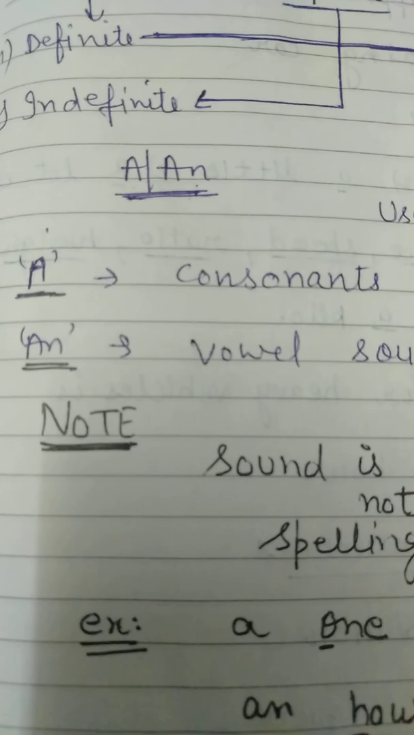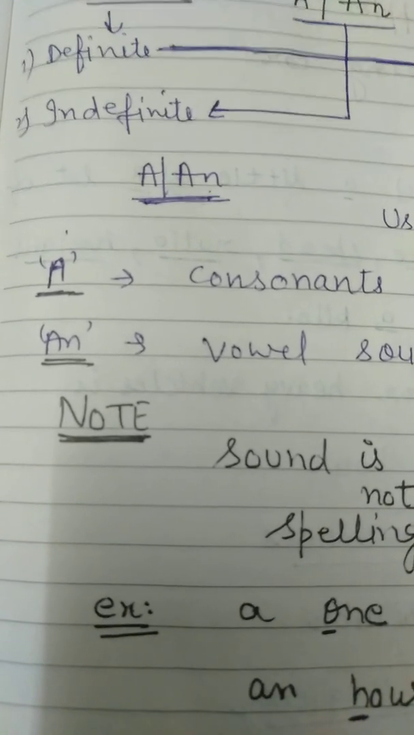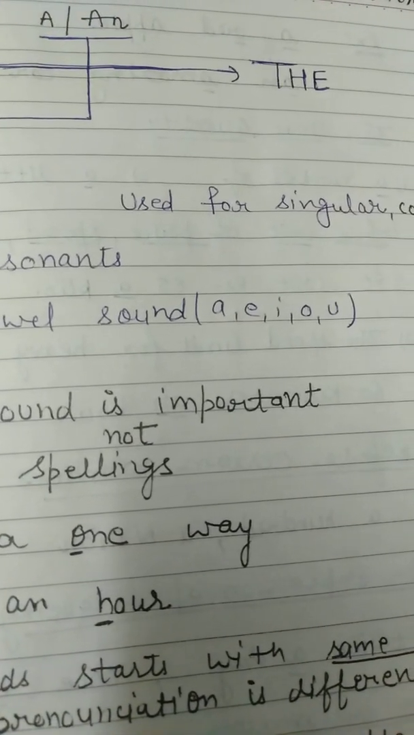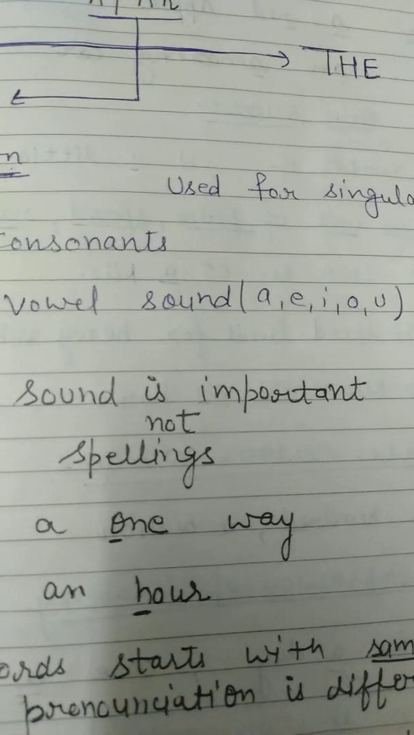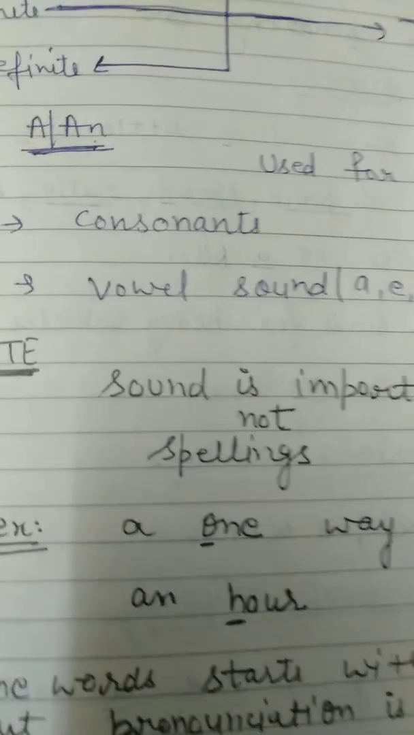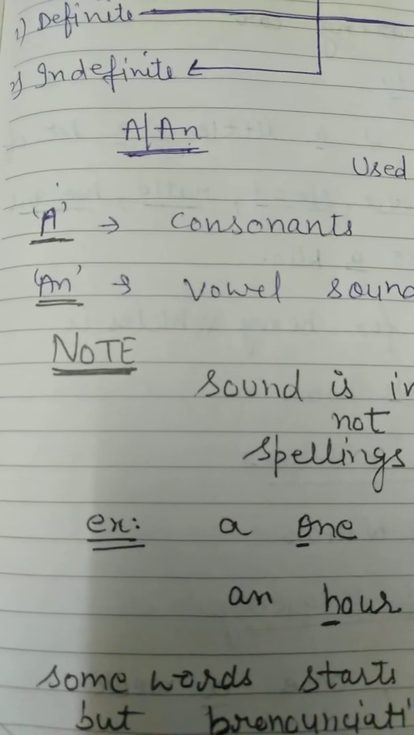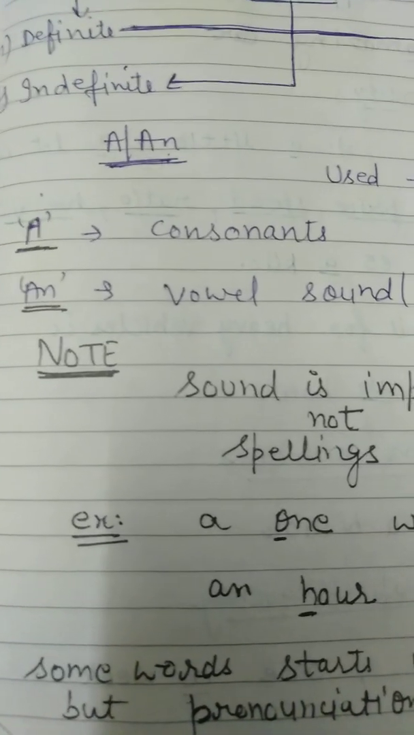Okay. So out of those 26 letters, some are vowels and some are consonants. Vowels sound like a, e, i, o, u. They all are the vowels. The rest of the alphabets are consonants. A is used with consonant sounds, and not only with consonant letters.